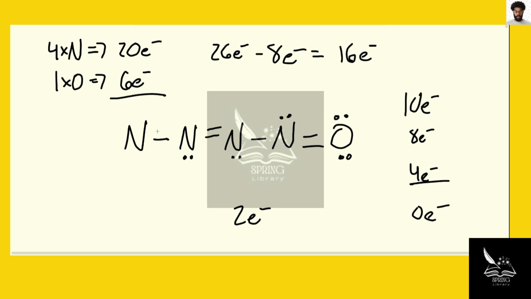What if we put a bond here? Okay, all of a sudden this would have violated the octet rule, so that's no good. So let's remove those electrons, and we still have 2 electrons left. So how are we doing so far? We've got 2 electrons left to apply. Sorry, 4 electrons left at this point.